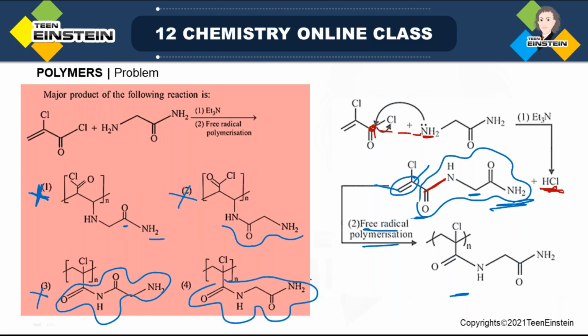CO, then NH, then CH2, then CONH2. And only this part is repeating. Fine. So that is why it is within third bracket. So option 4 should be the correct option.